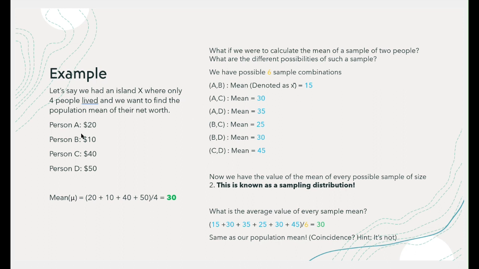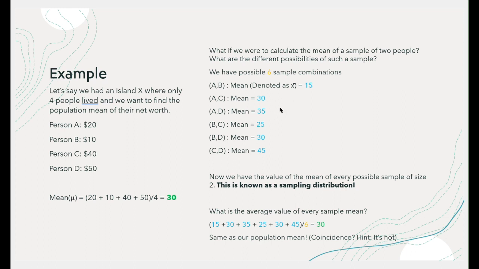So the mean of A and B is 20 plus 10 divided by 2, which is 15. For A and C, 20 plus 40 divided by 2 is 30. Similarly for AD, we got 20 and 50, which gives 35, BC 25, BD 30, CD 45.